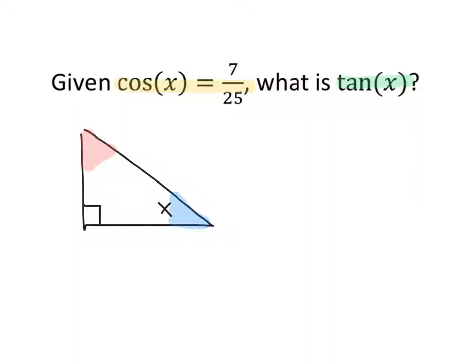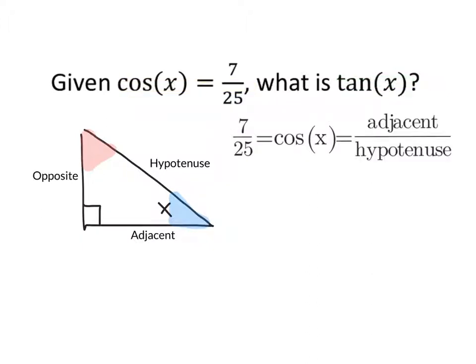So now what we can do is label our triangle sides as opposite, adjacent, and hypotenuse. Pause the video for a second and label your triangle. It should be labeled like this. We are given that 7 over 25 is equal to cosine of x, which we know is equal to adjacent over hypotenuse. Now we can see that 7 is the adjacent and 25 is the length of the hypotenuse. So we can write that into our diagram.